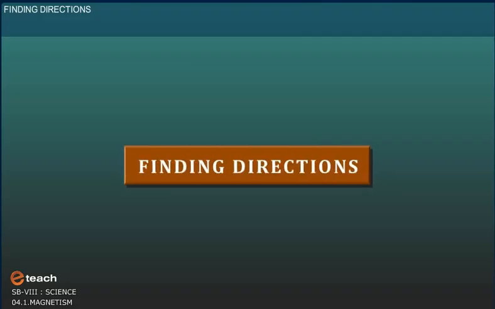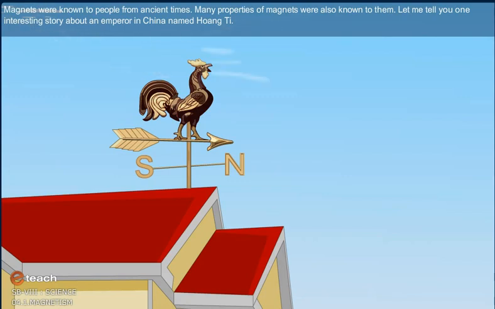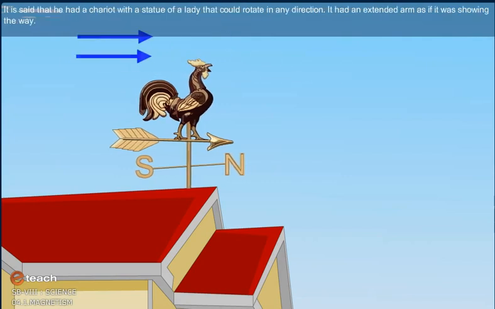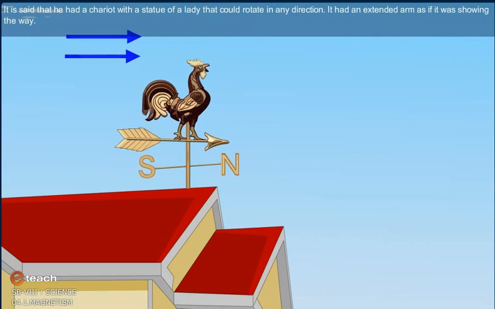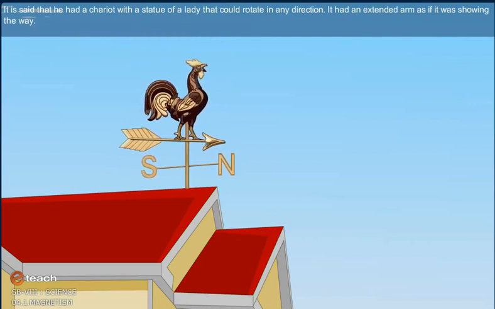Finding directions. Magnets were known to people from ancient times. Many properties of magnets were also known to them. Let me tell you one interesting story about an emperor in China named Hongti. It is said that he had a chariot with a statue of a lady that could rotate in any direction. It had an extended arm as if it was showing the way.